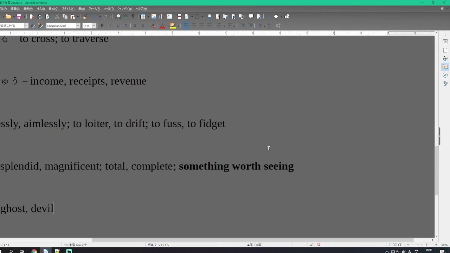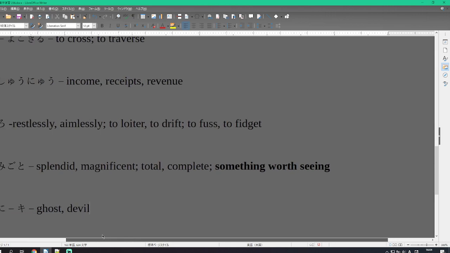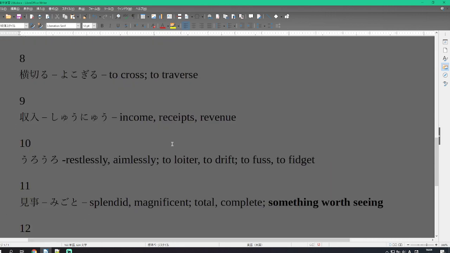And finally, our ghost or a devil with a single horn on top of a strange field head with two legs, one of them being empty where his heart should be, is an oni or ki for a ghost or a devil.